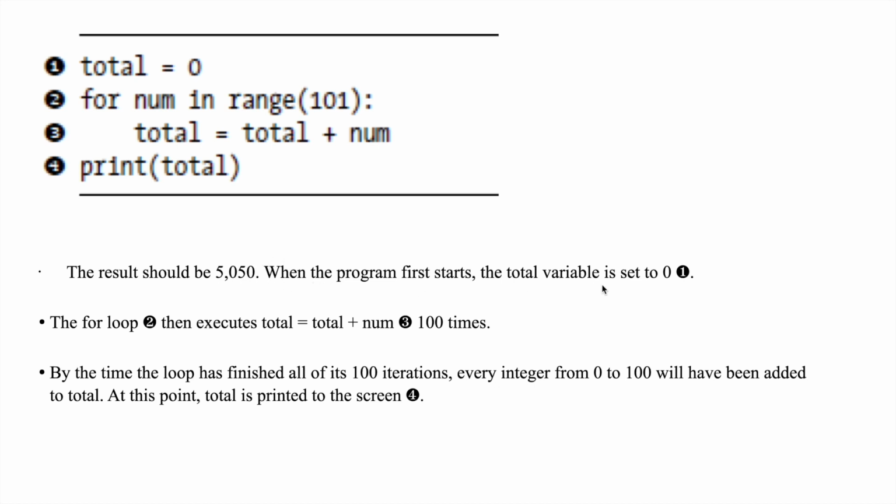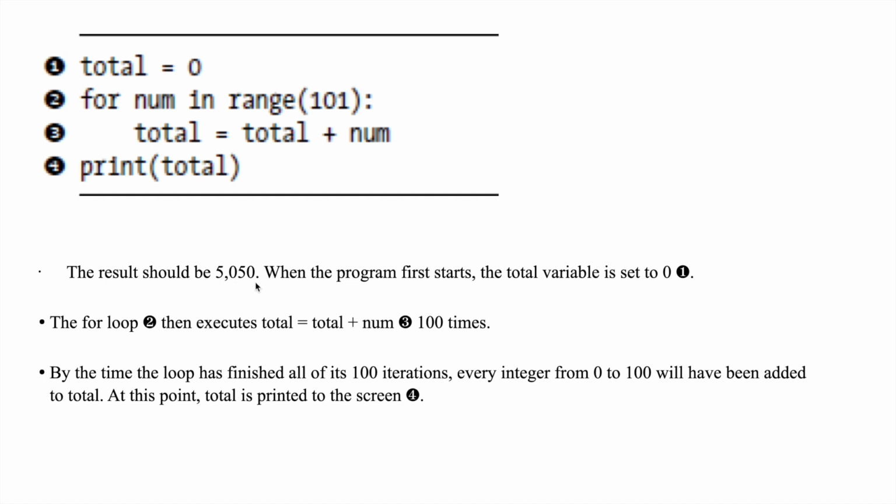So when the program first starts, the total variable is set to 0. The for loop then executes total plus num. How many times does it execute? 100 times. Because 0 to 100 will be equal to 101 values. Because I told you, you should not consider the last number, 101. So until 0 to 100. Right? After finishing all the 100 iterations, the total will be 5050.